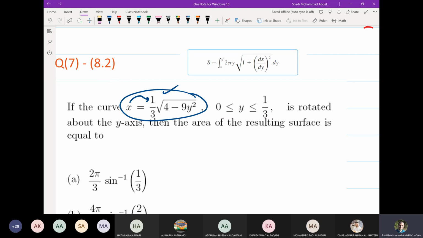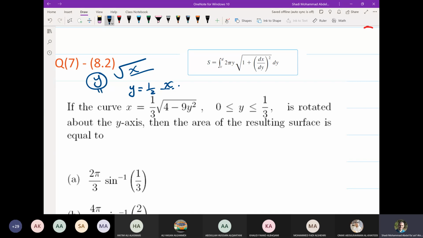But sometimes you will have the function as y equals something in terms of x. So when you derive it, square it and add 1, you will have a root in terms of x. So the y outside should be in terms of x, so you substitute its value in terms of x from the function. You remove y and put f of x. Is that clear?